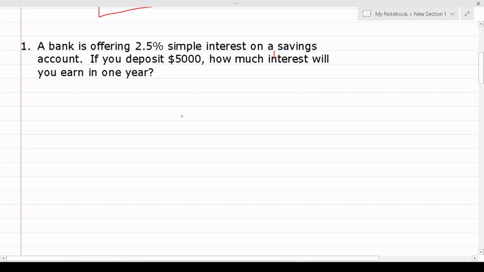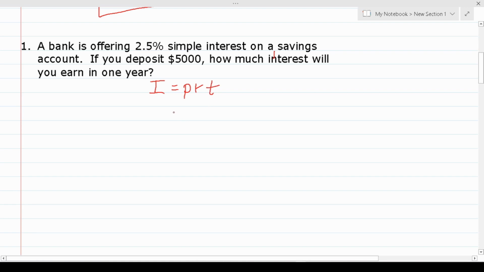So number 1 says a bank is offering 2.5% simple interest on a savings account. If you deposit $5,000, how much interest will you earn in 1 year? Okay, so this is a simple interest problem, so we're going to use the simple interest formula to figure it out. That's I equals P times R times T.